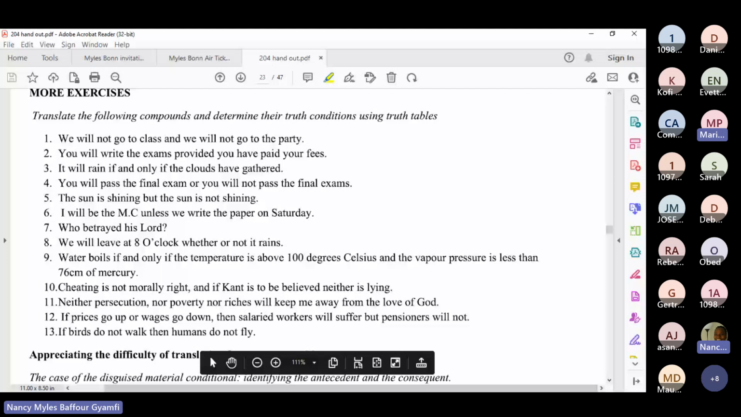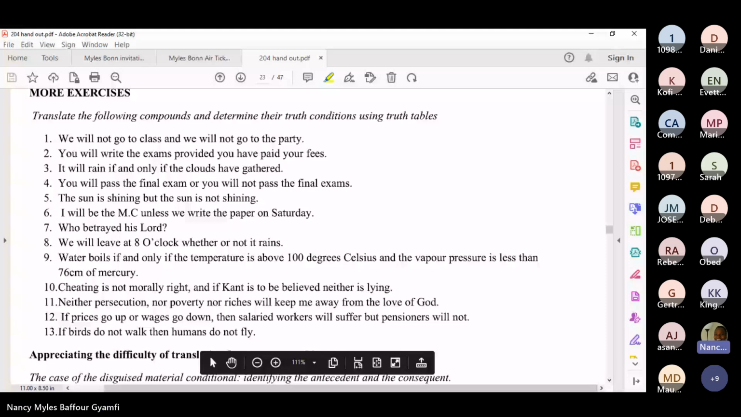Unless can be a conditional. It could also be interpreted as a disjunct. If it's a disjunct, it's straightforward. X will be the MC, disjunction, X will write the paper on Saturday. So we've got two variables. Let's say P means X will be the MC, Q means X will write the paper on Saturday. You put a disjunction, which is unless, in the middle, and you are done.